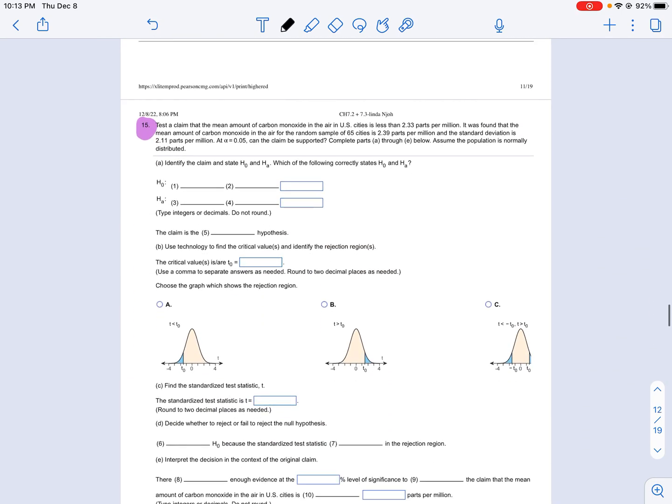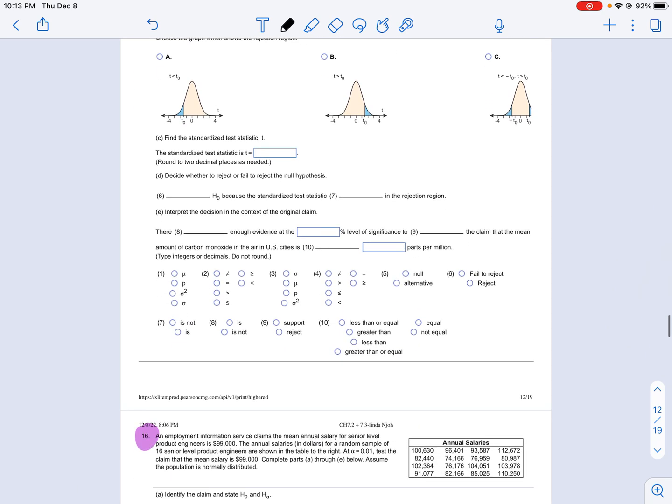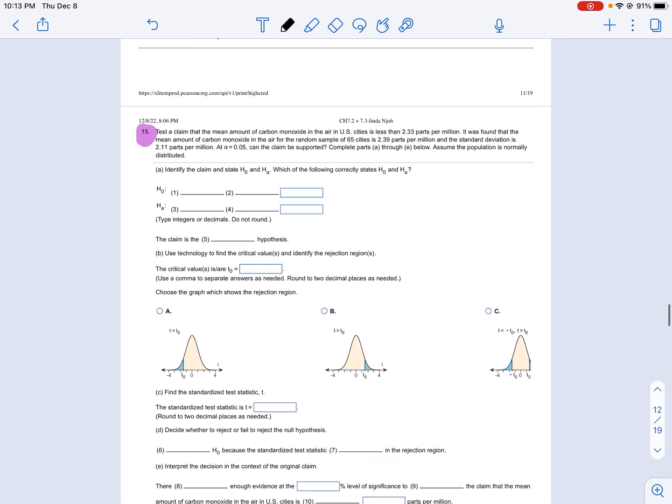I'm not going to do 13 because I'm going to do something else. Let's see. I'm going to do 15. It says test a claim that the mean amount is less than. This is the claim. This is definitely the alternative. The null is going to be mu. It was found that the mean x bar is 2.39, n is 65, standard deviation is 2.1, at alpha equals 0.11. Assume population is normally distributed.